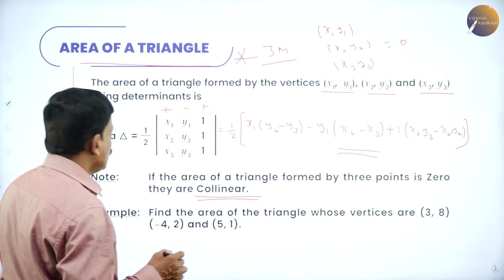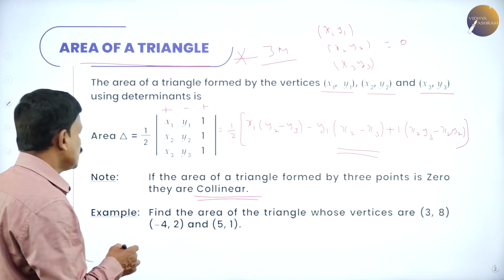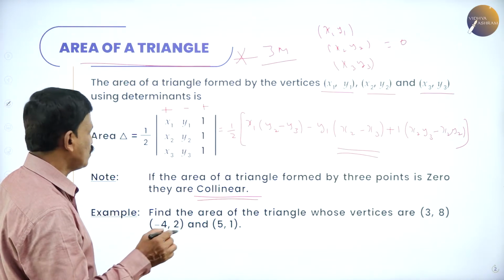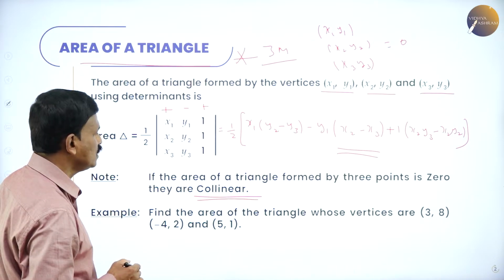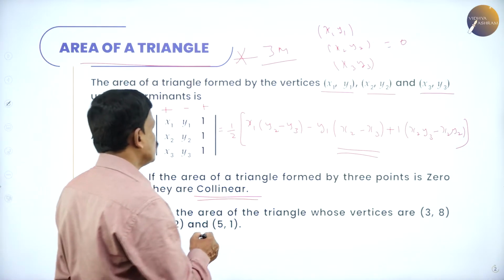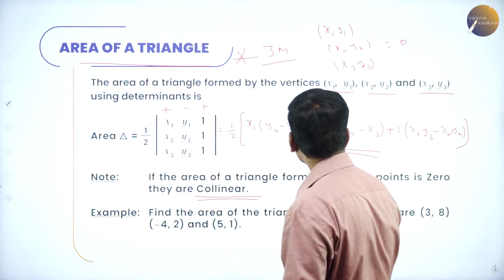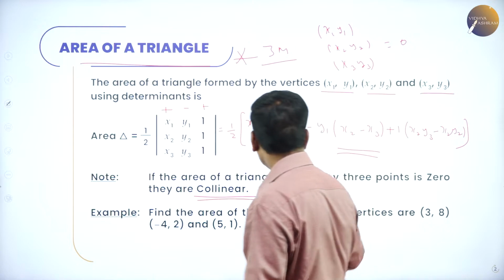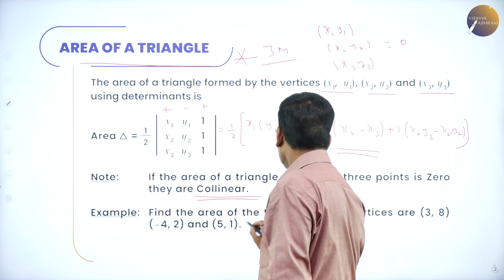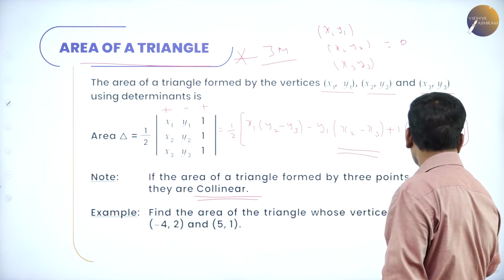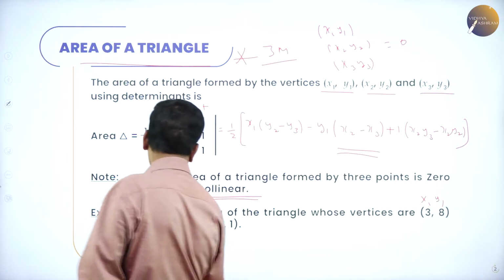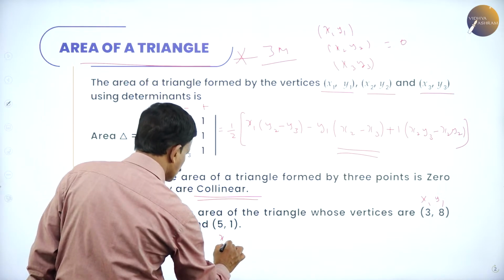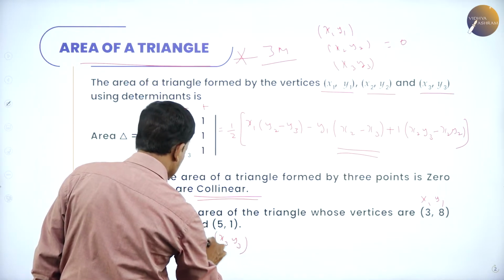Now, let us take an example. I will start with an example. Find the area of a triangle whose vertices are given as 3, 8, -4, 2, and 5, 1. Now, what is the formula we are going to use for the area of a triangle? This is the formula we are going to use. Let us call this x1, y1, this x2, y2, and this x3, y3.